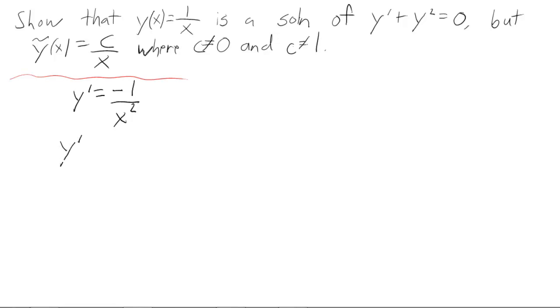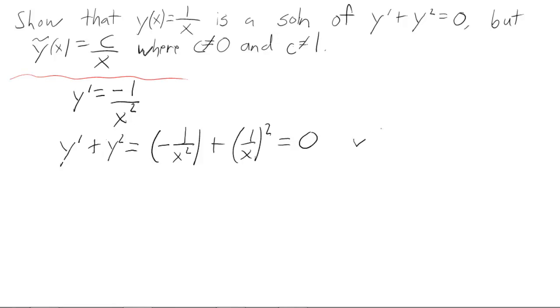What would we have? y prime plus y squared is equal to, well, we just calculated y prime, negative 1 over x squared, plus y squared. What's y? It's 1 over x quantity squared, and it's pretty clear that that's equal to 0. So it satisfies the differential equation. So now on any interval where y is continuous, we have found a solution.